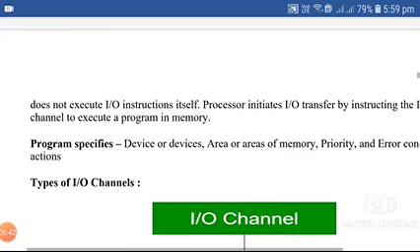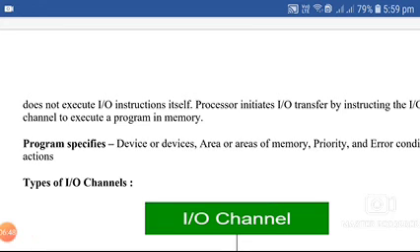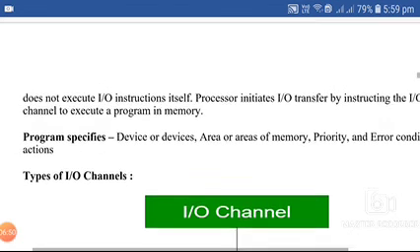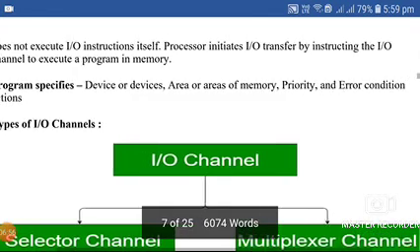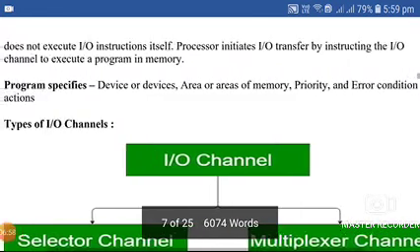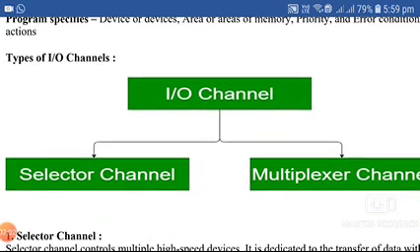The processor does not execute I/O instructions itself. The processor initiates an I/O transfer by instructing the I/O channel to execute a program in memory. The program specifies the device or devices, the area or areas of memory, priority, and error condition actions. So, types of I/O channels, the diagram is available here. So, I/O channel.